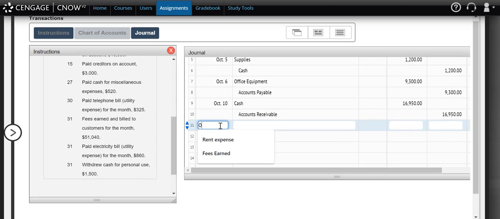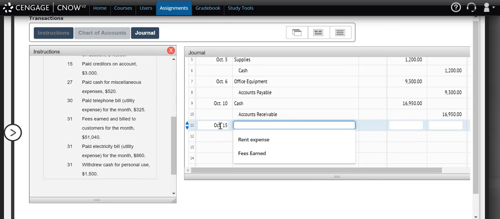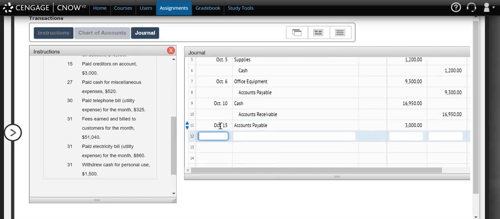So that's dealing with an accounts payable that's going to be decreasing, and we pay everything in cash. I'm going to enter in October 15th. Again, we want to reduce our accounts payable because we're making a payment. So our accounts payable is going to get reduced with a debit. So we debit it for $3,000, and we've paid, so we credit cash for $3,000.